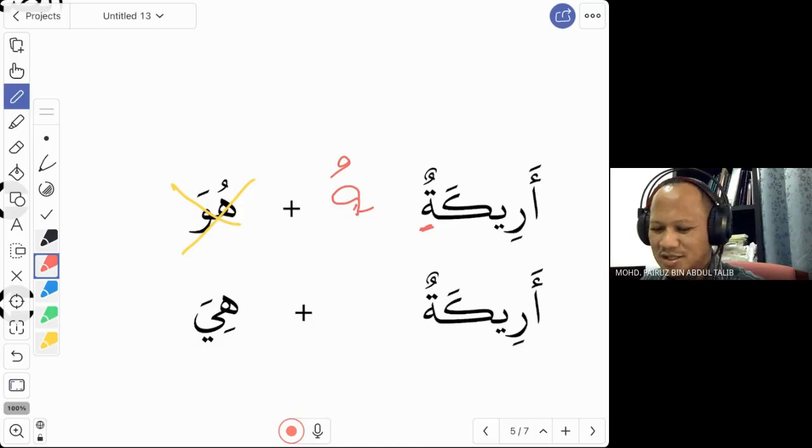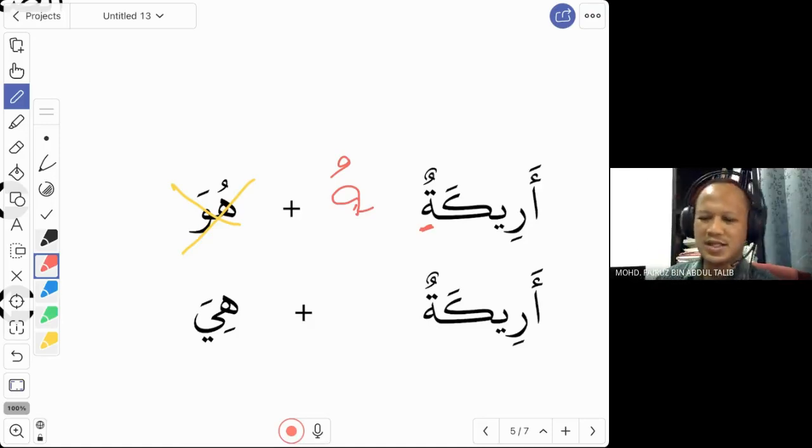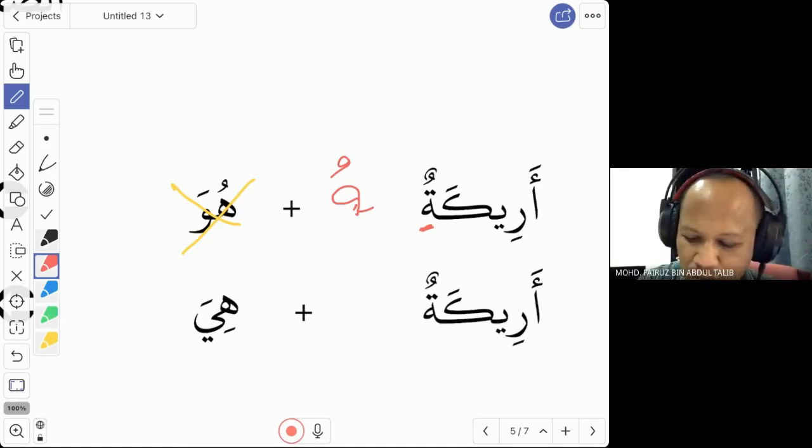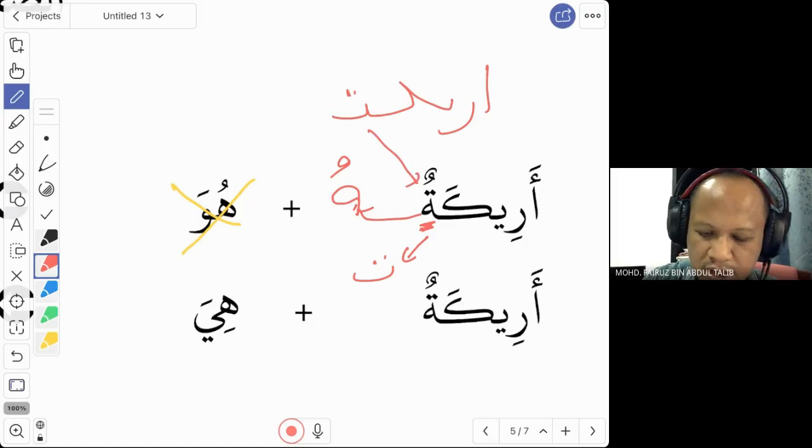So try again. Arikatuhu. Yes, that is correct. You combine this. So the ta, whenever you have ta, it will turn into the normal ta. So this is the word, arikatu. This is the ta. This ta turns into the normal ta because you want to link it to the ha.